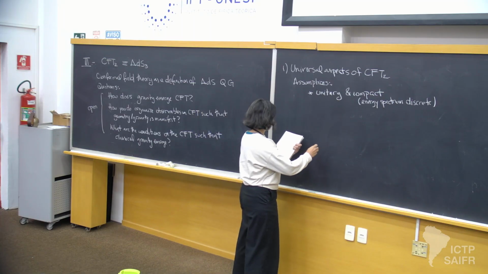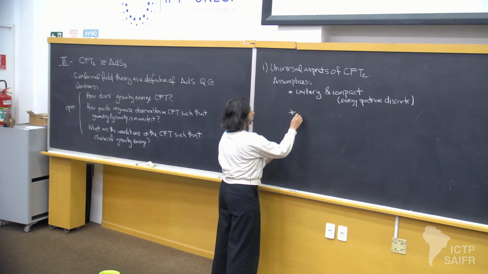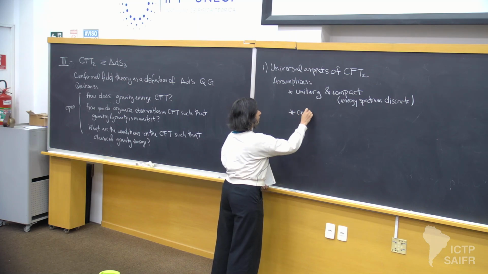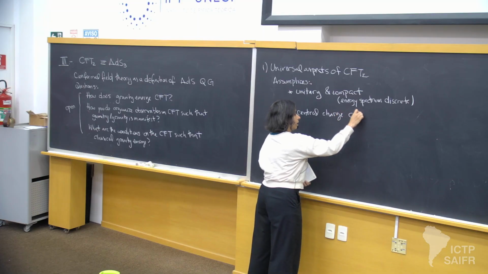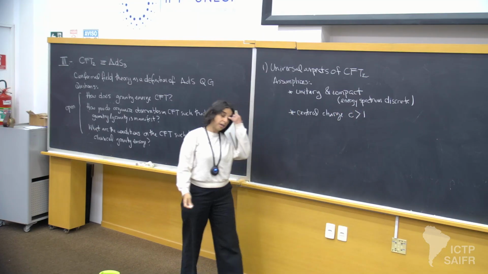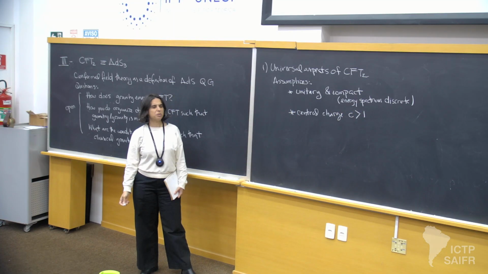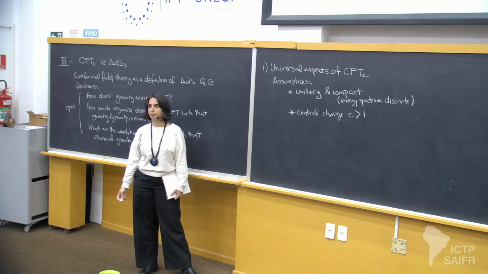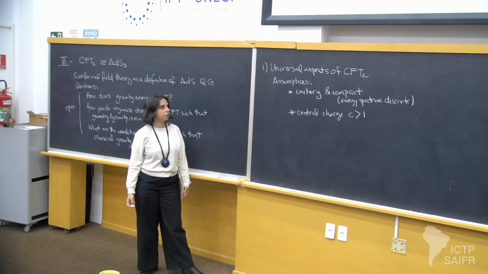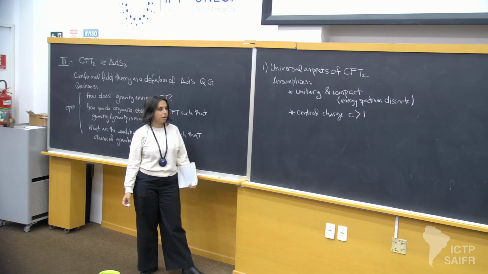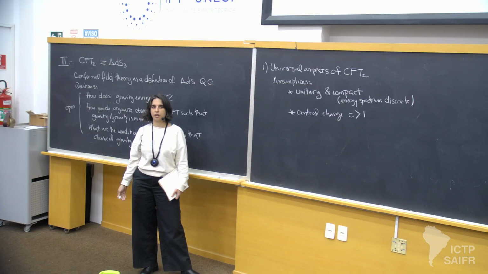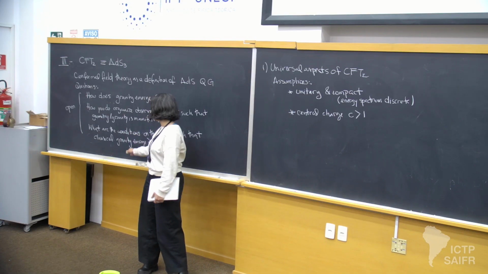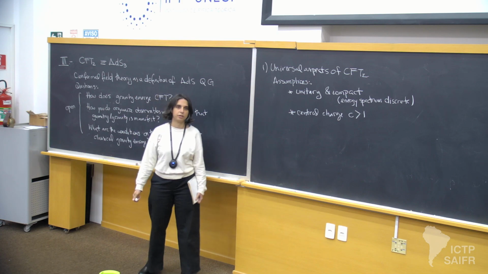I'm also going to assume that the central charge of the CFT is bigger than 1. This is not necessary, but we will see why we do it in a bit. If you consider conformal field theories with central charge less than 1, I will have to start putting some caveats here and there, and I don't want to do it because I don't have the time.